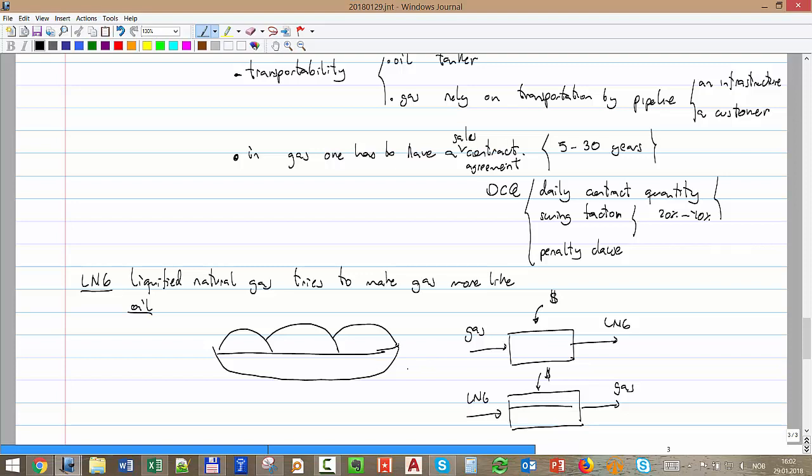So keep that in mind. It's becoming more and more spread, more and more countries have these terminals, so it's becoming more and more flexible, but we haven't reached yet the point of oil.